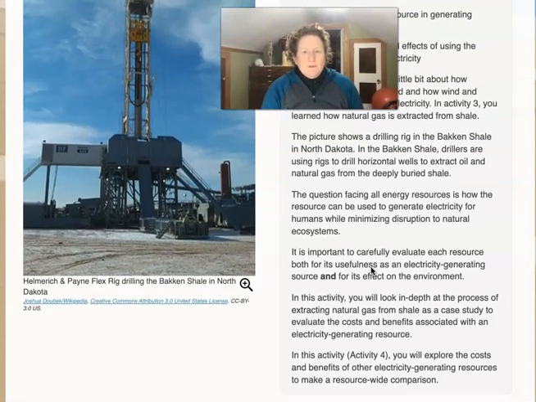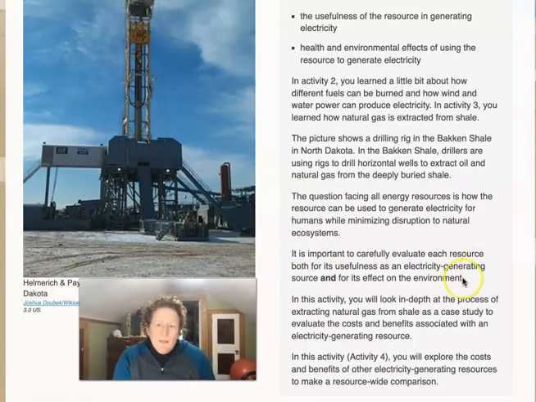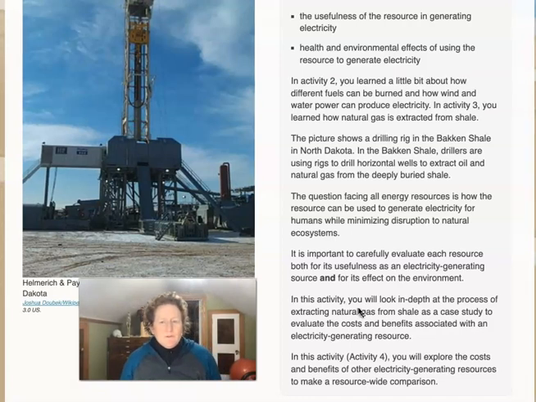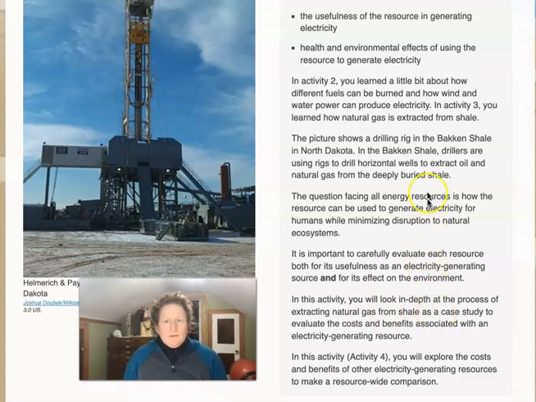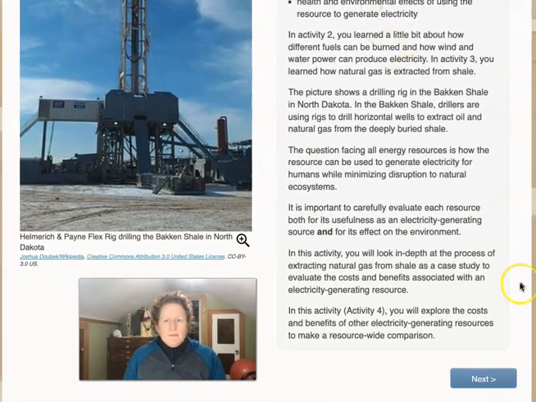The question facing all energy resources is how the resource can be used to generate electricity for humans while minimizing disruption to natural ecosystems. It's important to carefully evaluate each resource, both for its usefulness as an electricity generating source and its effect on the environment. And this activity will look in depth at the process of extracting natural gas from shale as a case study to evaluate costs and benefits associated with an electricity generating source. In activity 4, you'll explore the costs and benefits of other electricity generating resources to make a resource-wide comparison. So let's hit the next button here.